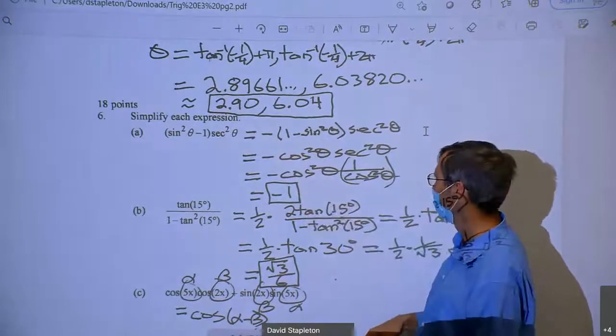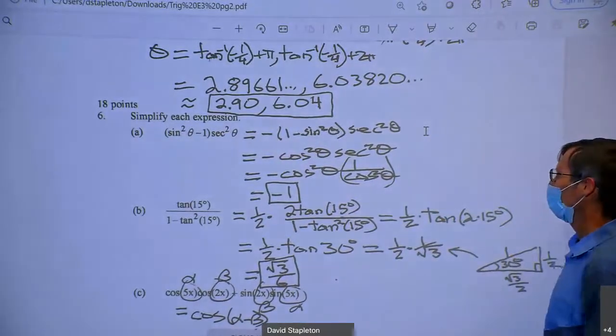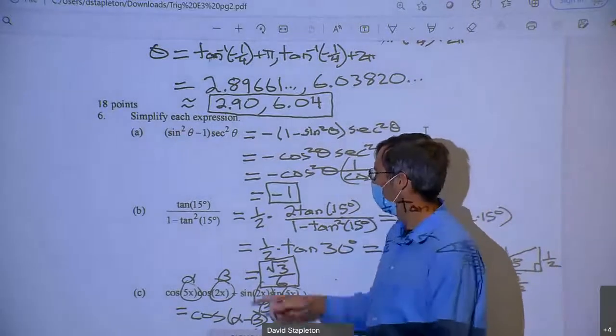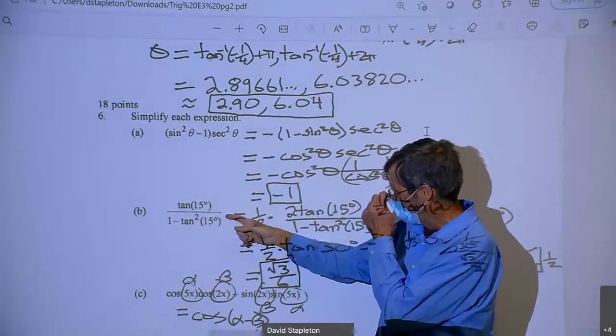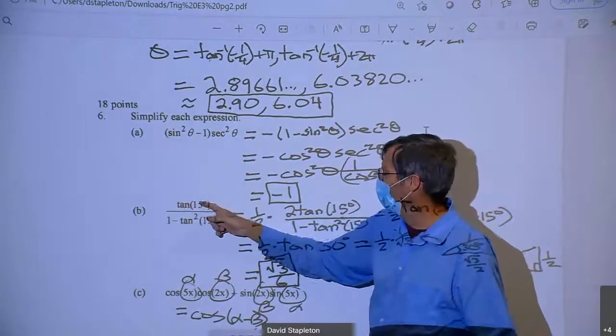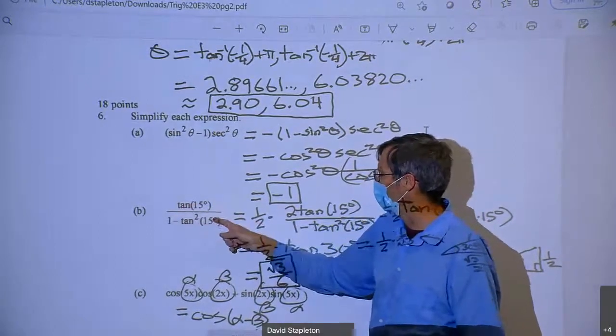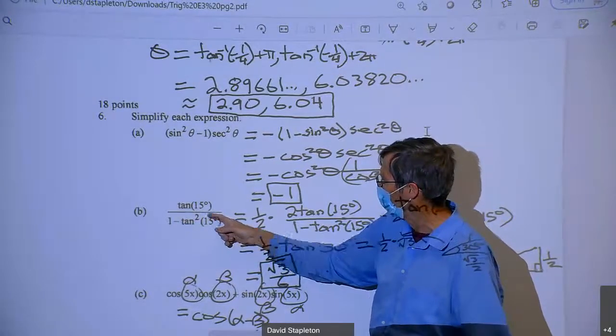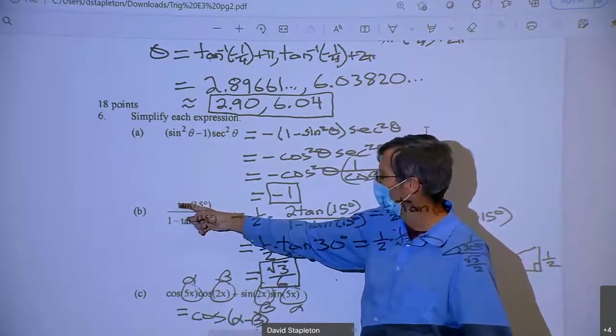So, all right. Here's the next one. The object on this one, say, what does that look like? I know 2 tangent theta over 1 minus tangent squared theta is a double angle identity, right? It's tangent of 2 theta. If only I had a 2 there, right? So I'll put it there.